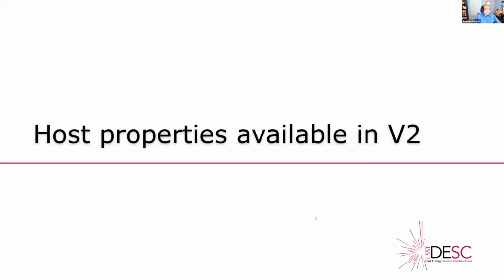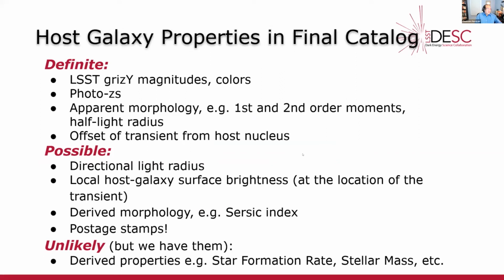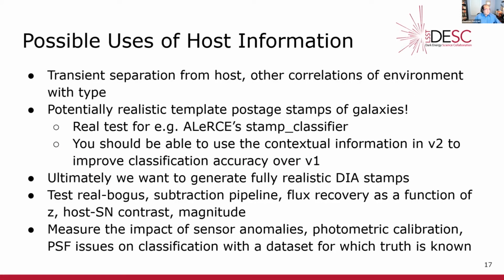So the whole set of properties you should expect to see if you're a classifier are honest-to-goodness grizy magnitudes, photo-zs, again as a PDF, and the morphology. We hope to include things like a directional light radius and local host galaxy surface brightness properties. So we're working with the LSST alert production team and Eric Bellm to actually put these things into an alert packet that looks like what LSST will feed you. And critically, we also hope to have postage stamps. We don't think we'll have things like star formation rate and stellar mass because that's a little bit too model dependent.